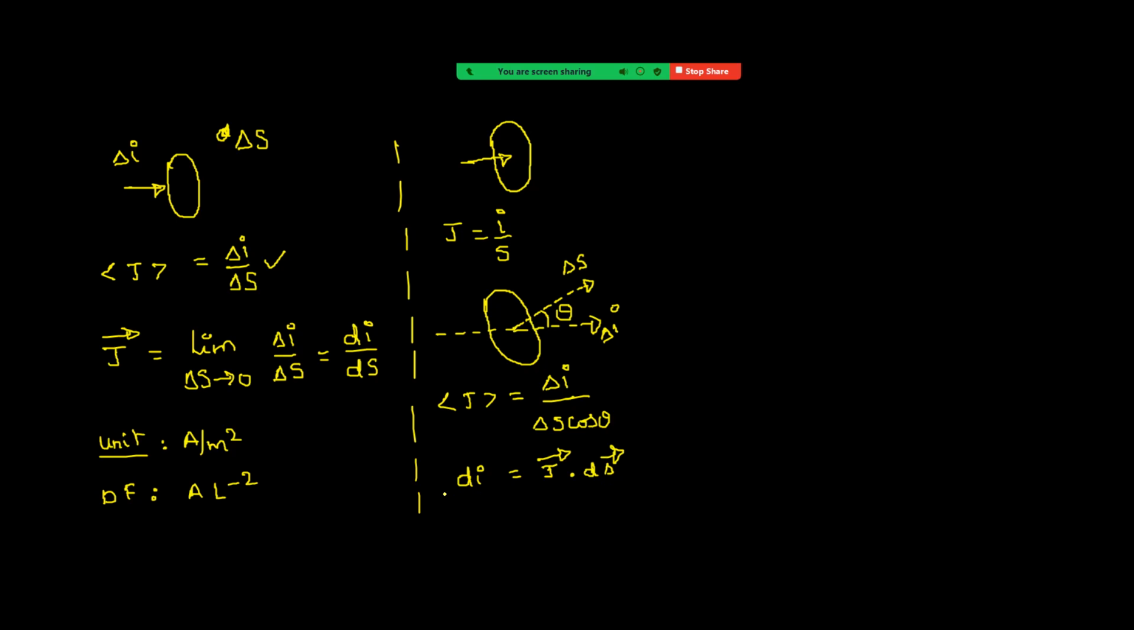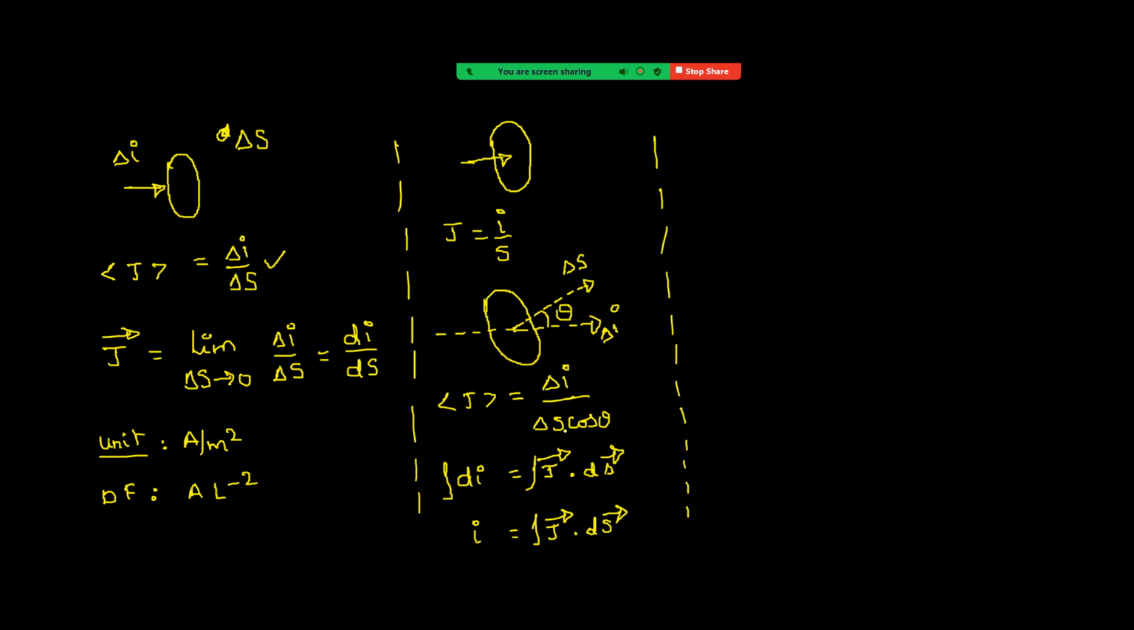Like this, we take all small cross sections, then we have to add up all those things to get the current passing through that entire cross section area. That is, we have to integrate. Therefore, I equals integral J bar dot dS bar. Like this, we can calculate a current if we are given how current density distributes across the cross section.